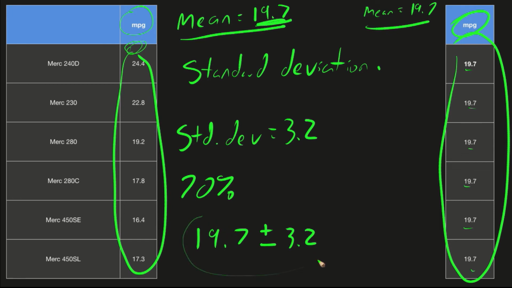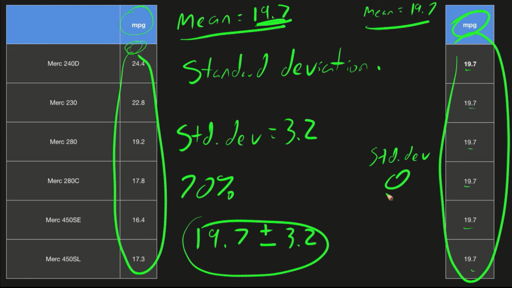70% of your data set falls within that. And that's really what standard deviation is used for. Now, if we were to look at the standard deviation over here, where all the numbers are the same, standard deviation is going to be 0. Because over 70, all 100% of these numbers are within 19.7 plus or minus 0, right? 19.7 plus or minus 0.